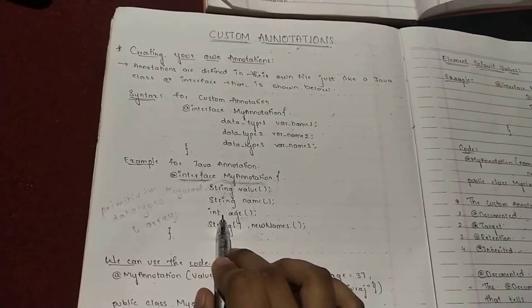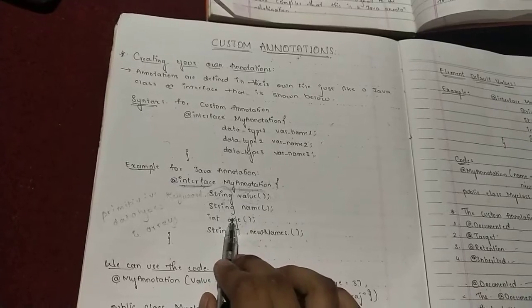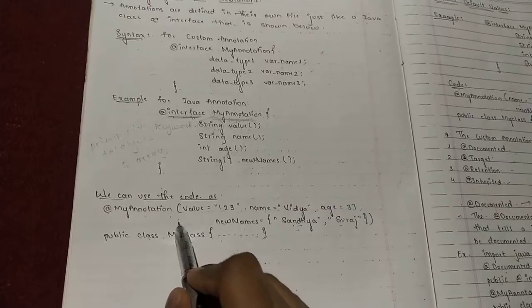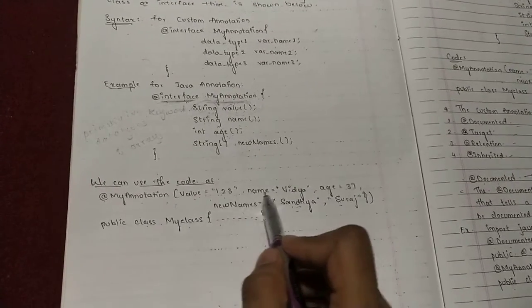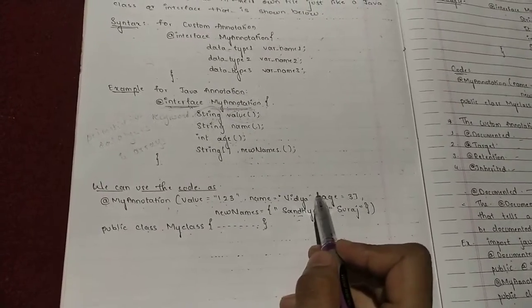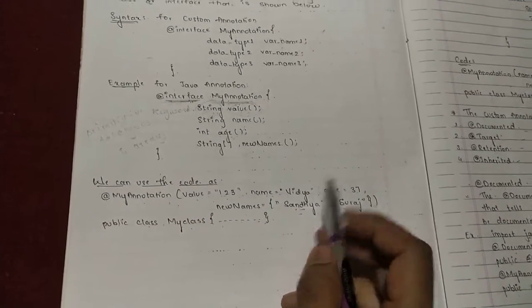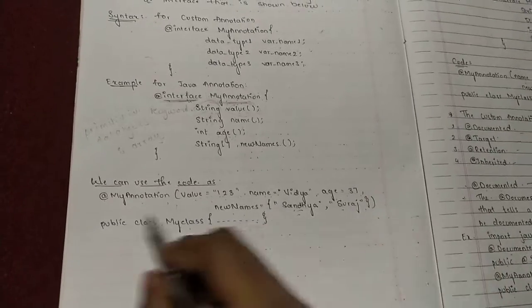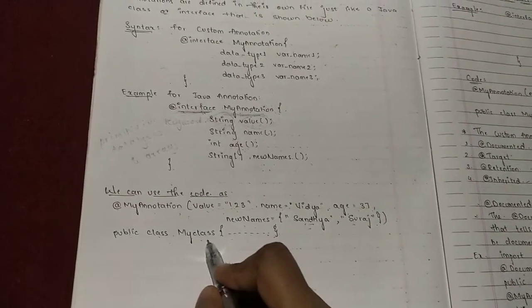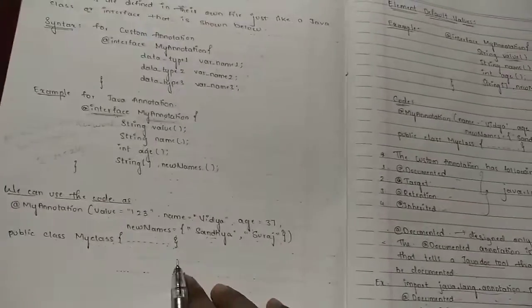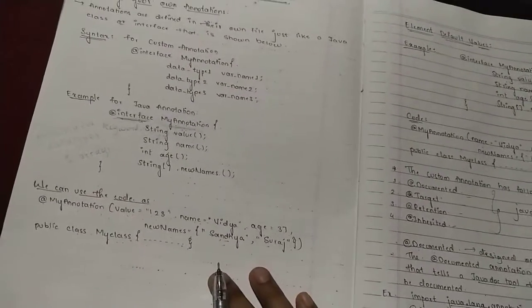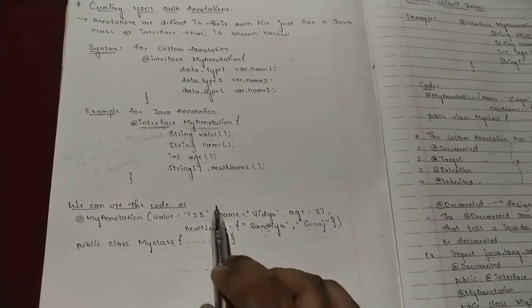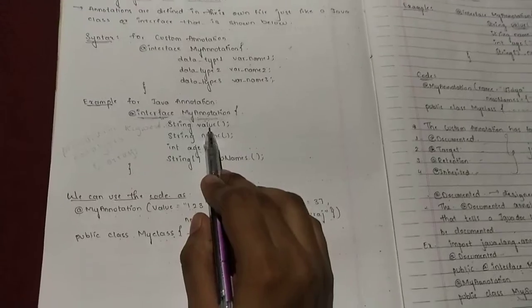To enter the values in this annotation we can write the code as follows: @MyAnnotation, open bracket, value equal to 123, name equal to Vidya, and we have to write that string in double quotes, age equal to 37, newNames equal to Suraj, public class MyClass. As we can see in this code, we have to specify the values for each element provided in the MyAnnotation.